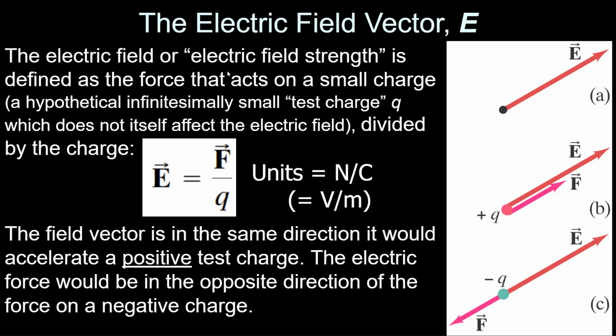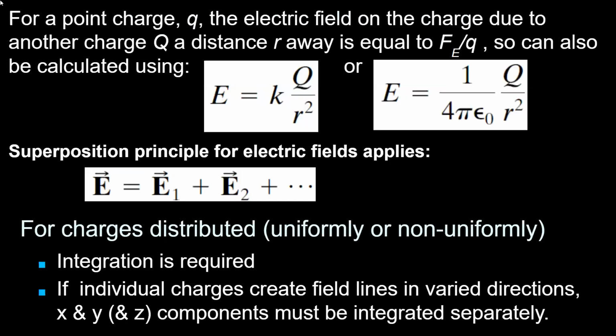So for point charge Q, the electric field on the charge due to another charge Q at a distance r meters away is equal to Fe over Q. It is a ratio calculated by using E equals kQ over r squared, and E equals 1 over 4 pi epsilon naught times Q over r squared. Oh my god, that's such a handful. Okay.